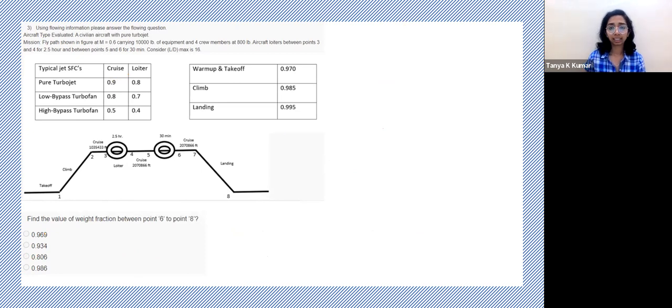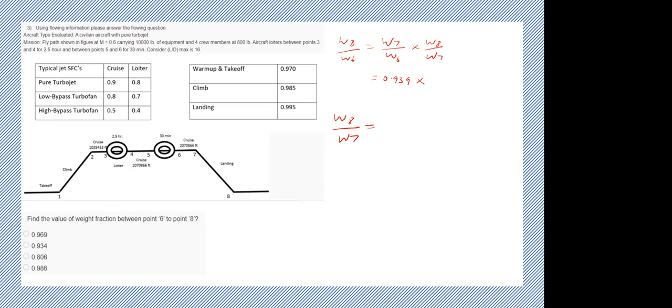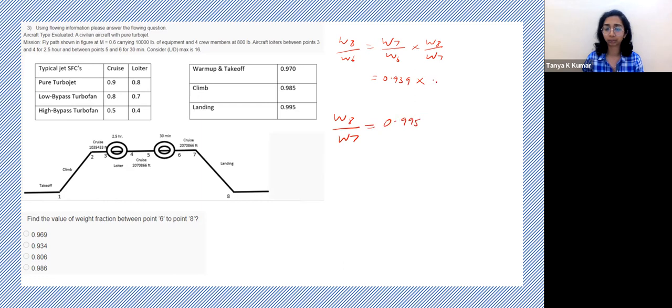Lastly, between W6 and W8. So if you have W8 by W6, you have W7 by W6 into W8 by W7. Now W7 by W6 we already have, 0.939. We need to find out W8 by W7. So what would this be? 0.995. It's already given, 0.995. So you just substitute that there. You get the value as 0.934.